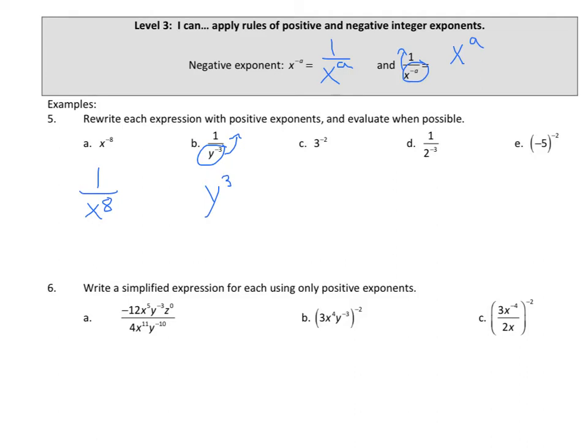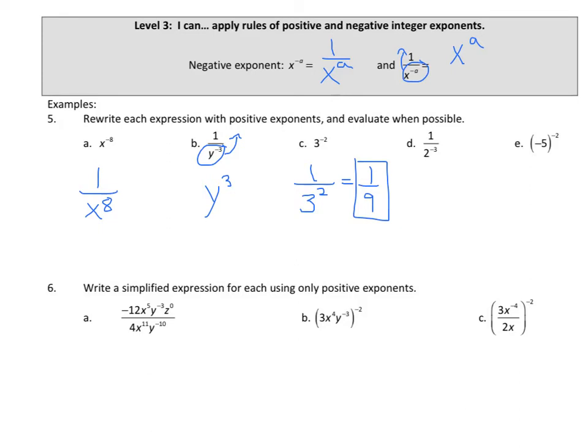Now, same thing applies to numbers. 3 to the negative 2, since it has a negative exponent, I need to move it down to the denominator, and then I can make it a positive exponent. So this is 1 over 3 to the positive 2. And now I can do 3 squared, which is 9, and I get 1/9. So notice that a negative exponent does not make a negative number. It just moves the number down to the denominator in this case.